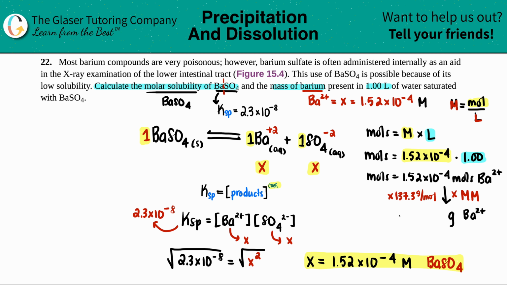And I get 2.09. Actually, I won't put it in scientific notation. I'll say 0.0209. And that's how many grams. Whoop, I don't like that color. I like this one. That's how many grams of the barium. And those are your two answers. So molar solubility, grams of the barium. They didn't specifically say if they wanted the barium ion, the Ba2+, or just barium as an element, but either way, you will still get the same answer.